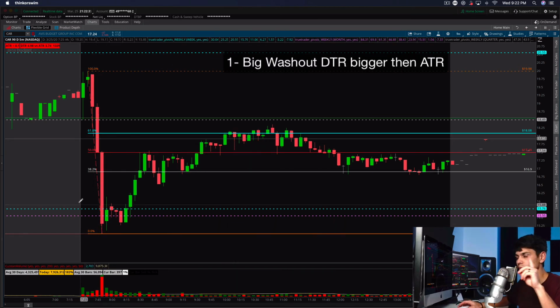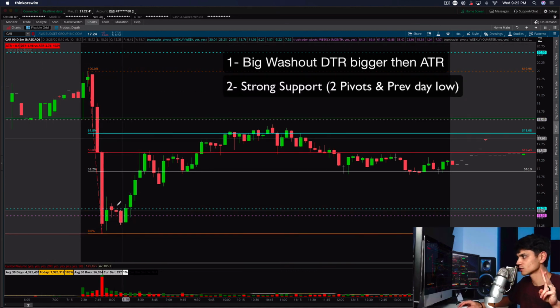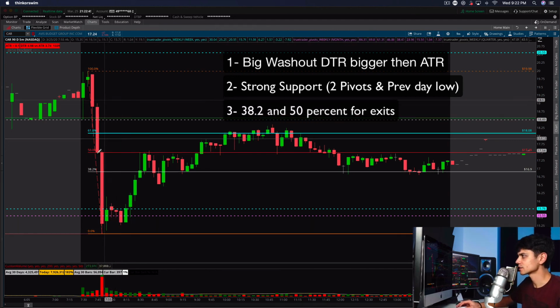So first thing was the washout with the average true range, the day true range. Second, coming into strong support areas. And then third, your exits right up here on the 38.2 or the 50% line. There you have it. That's CAR.